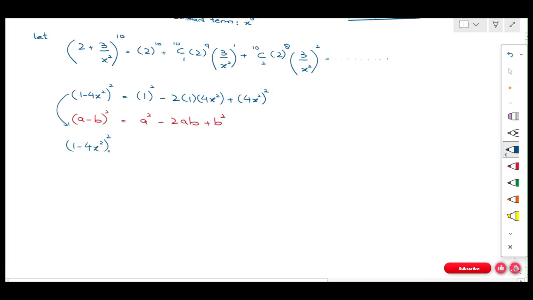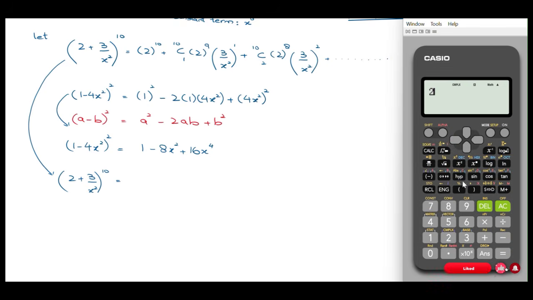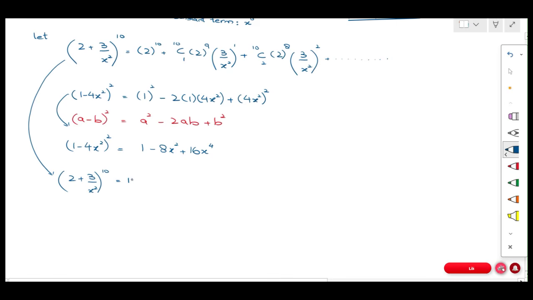This changes to 1 squared is 1, minus 2 times 4 is 8x squared, and plus 4 times 4 is 16x squared times x squared, which is x to the power 4. Okay, so now when you simplify this as well, which is (2 plus 3 over x squared) to the power 10. Let me simplify this. 2 to the power of 10 is 1024.